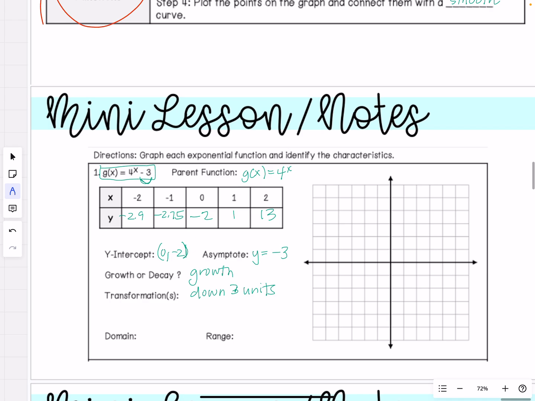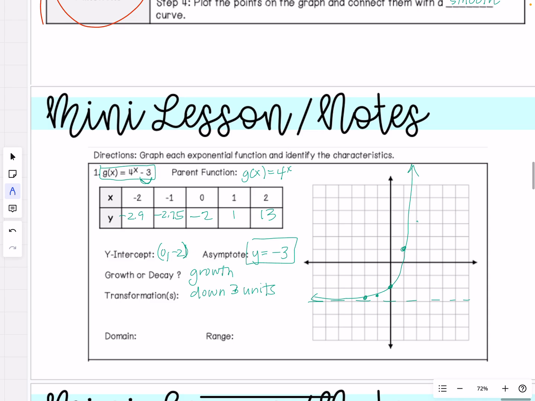So at -2, we're at -2.9. At -1, we're at -2.75. At 0, we're at -2. At 1, we're at 1, and at 2, we're way up off the graph at 13. So this is only 6, so it'd be way up off the graph. Sketch your asymptote at Y equals -3. Okay, and then go ahead and sketch your smooth exponential curve. Okay, so it looks something like this.